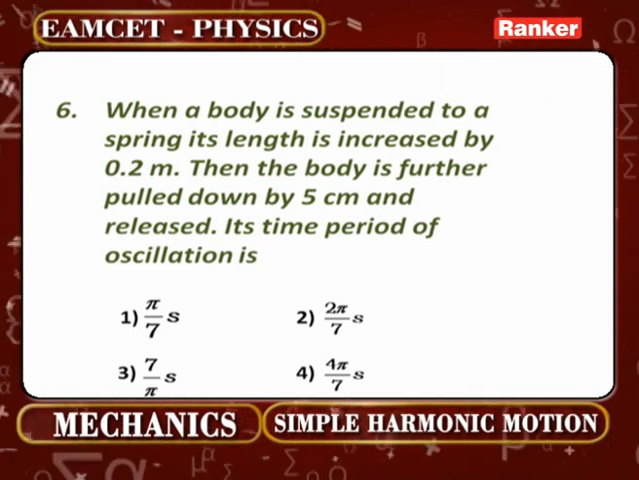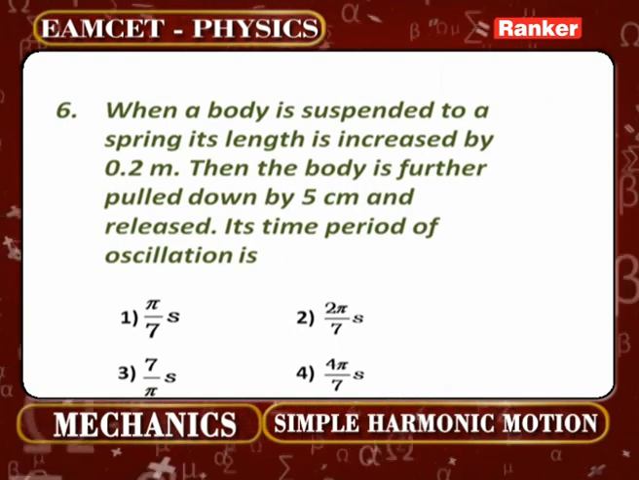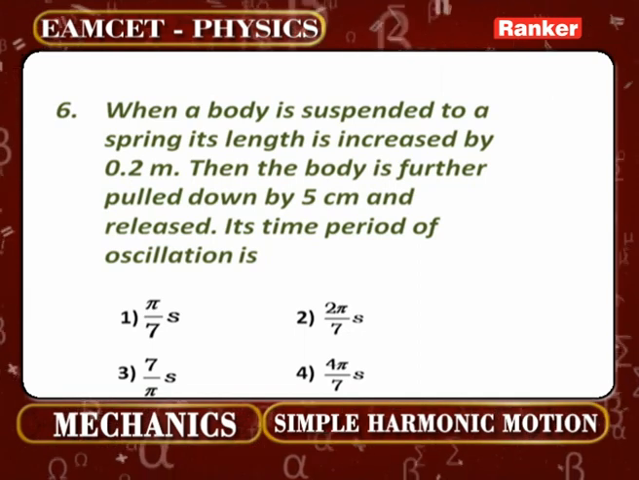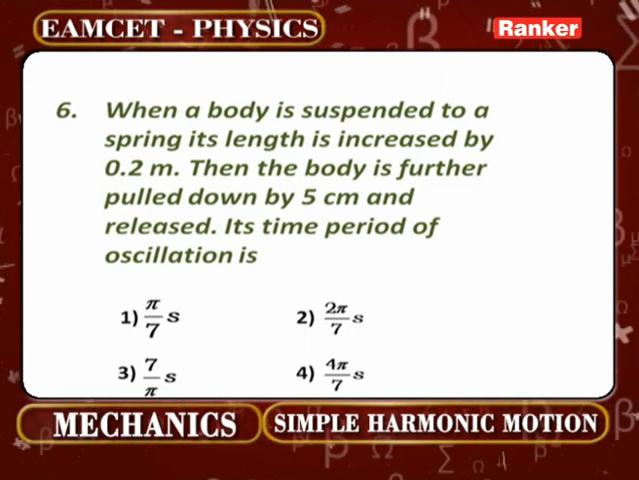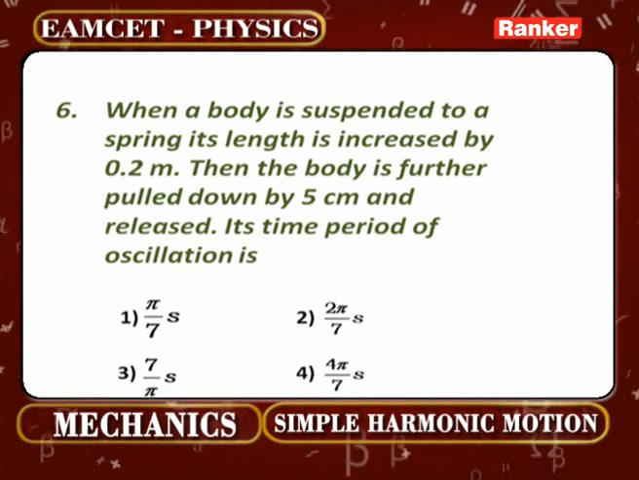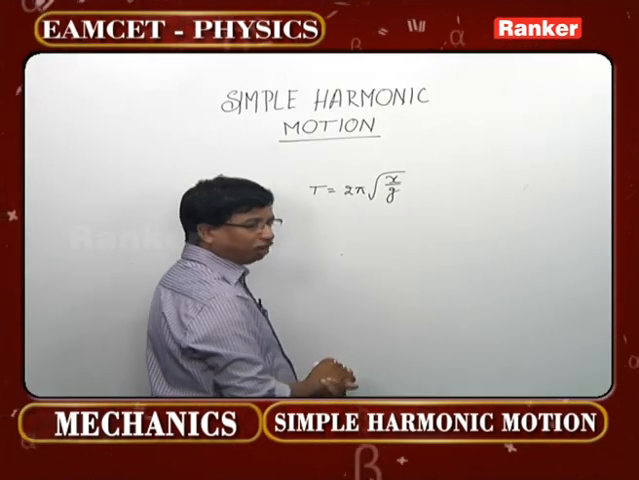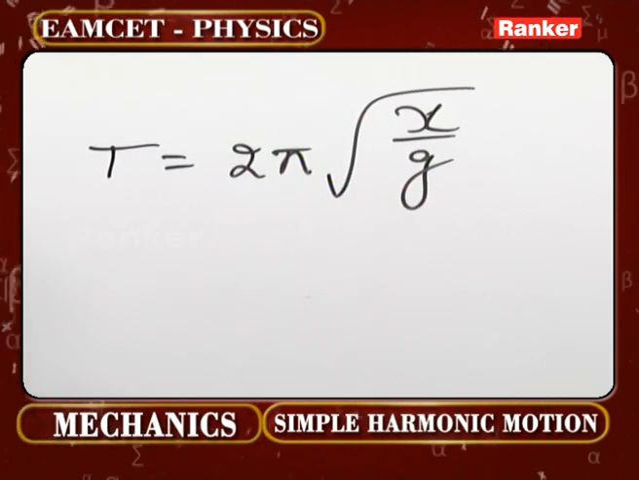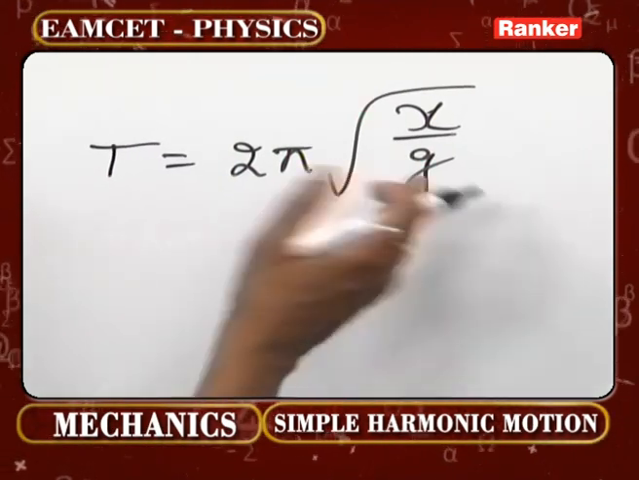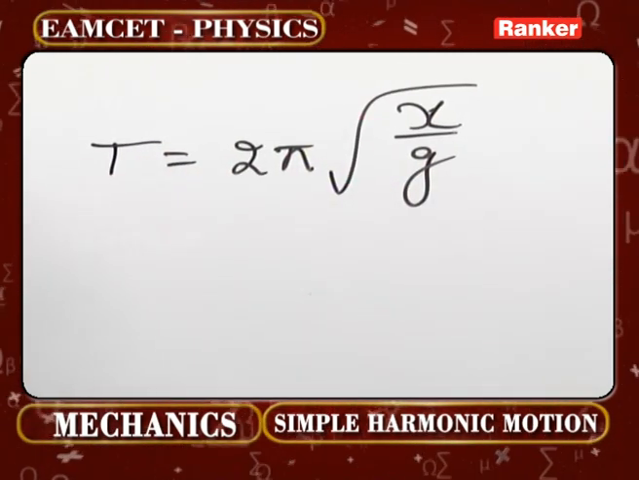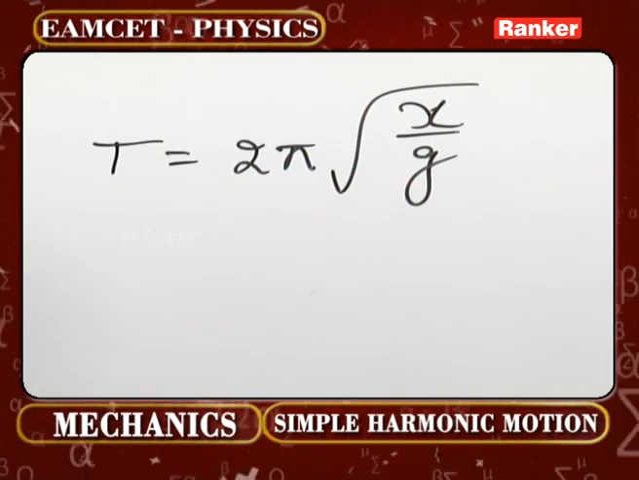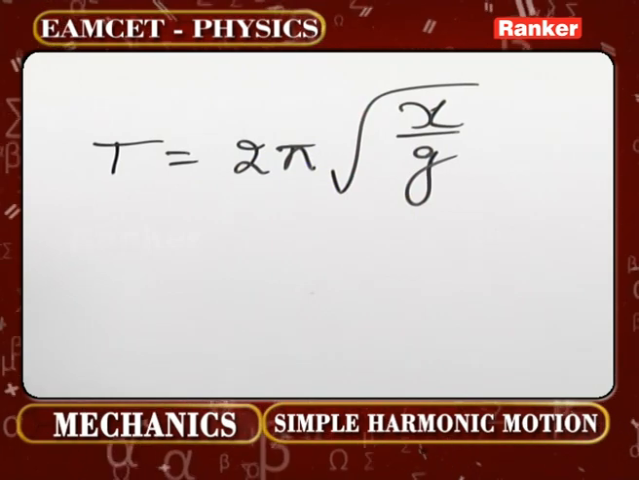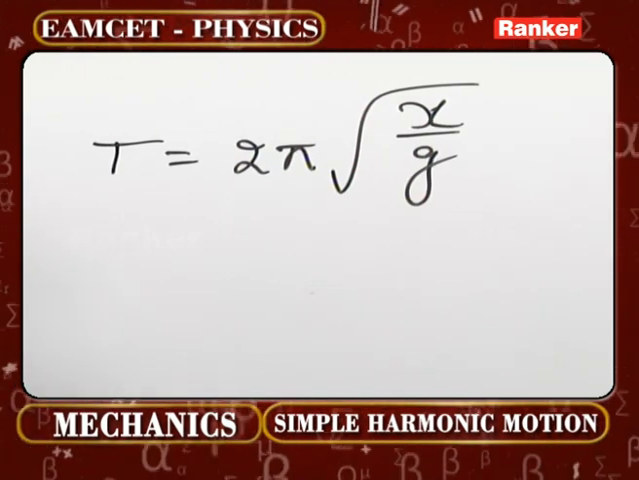Amplitude need not be taken into consideration while considering the time period over there. Exactly, even in this case also, time period is going to be 2π√(x/g). That is the formula. x is the value of elongation or increased length, and g is acceleration due to gravity. So the body being further pulled by 5 centimeters is just to confuse you, nothing else. That 5 centimeter has nothing to do with our calculation.